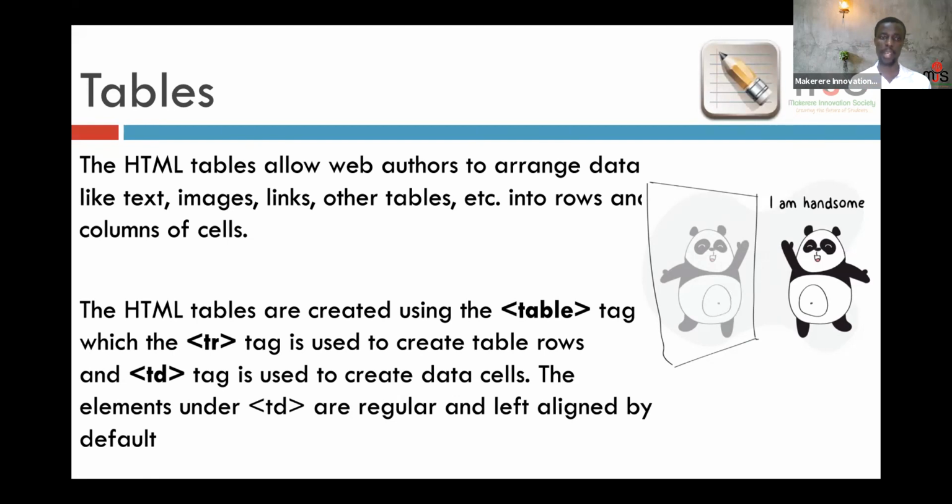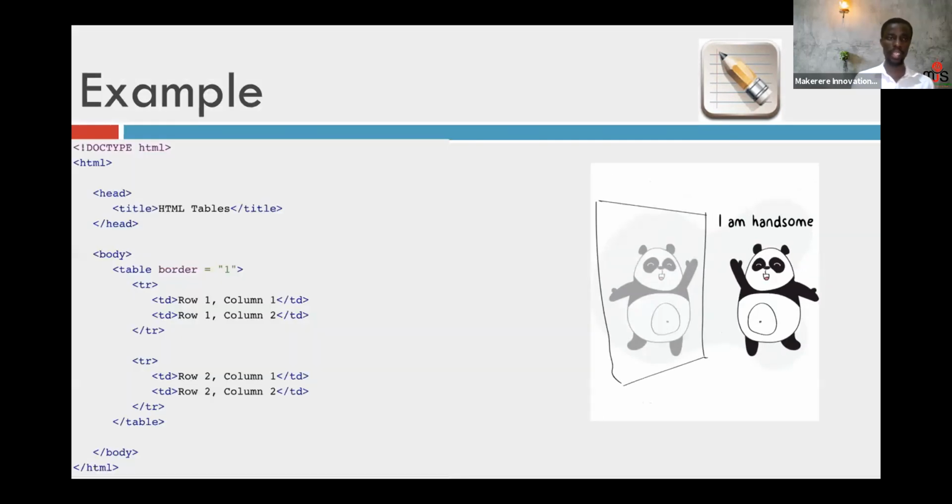So the HTML tables are created using the table tag, in which the TR is a tag used to create table rows, because we know a table has rows and columns. So we use TR, short for table row, to create the table rows, and then TD for the columns, or to create the data cells. And the elements under TD, or table cells, or I can call them table columns, are regular and left aligned by default. So let's look at an example here.